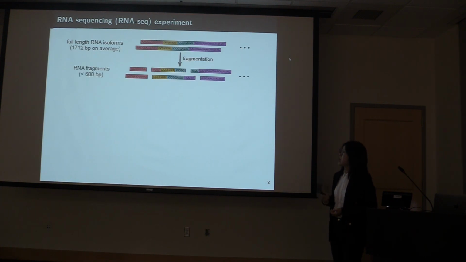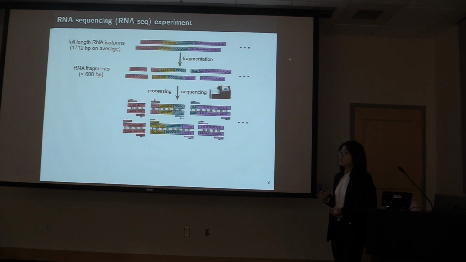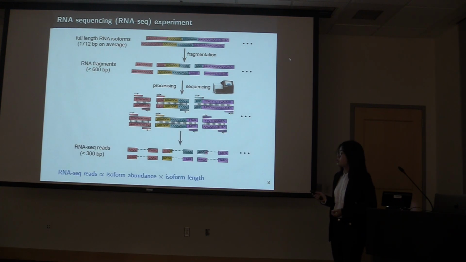Therefore, the first step in RNA-seq experiments is to randomly break these full-length isoforms into shorter fragments. Then, after several processing steps, the sequencing machine will generate short sequences of fixed length from the 2 ends of each fragment. These short sequences are typically smaller than 300 base pairs, and we call them RNA-seq reads. Based on this generation process, it is straightforward to see that the number of RNA-seq reads coming from each isoform is proportional to the abundance and the length of each isoform.